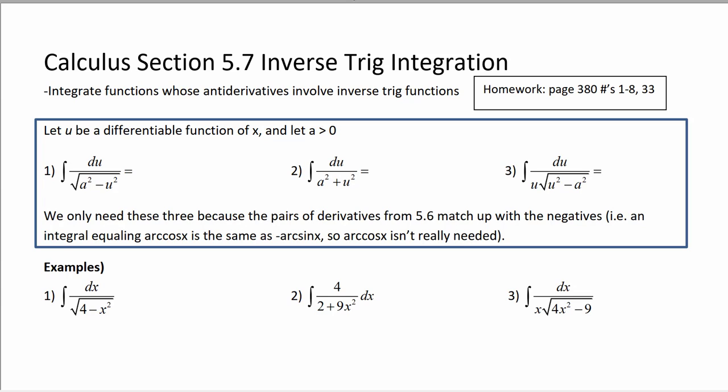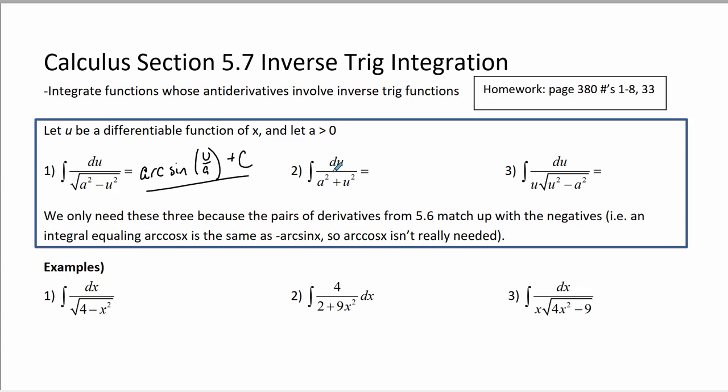If we have the integral of du over the square root of a squared minus u squared, this is really the arc sine of u divided by a plus some c. Now there's a proof we can do with this. I'm not going to show it to you, but we can figure it out if you really want to. You can talk to me about it in class. It's not a big deal.